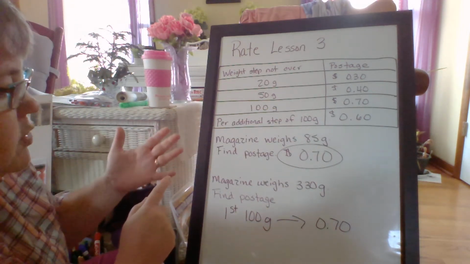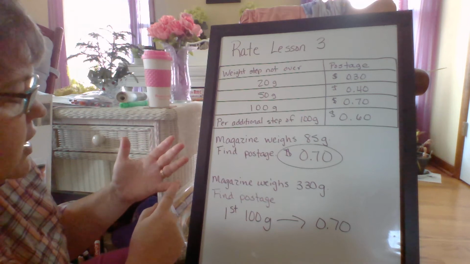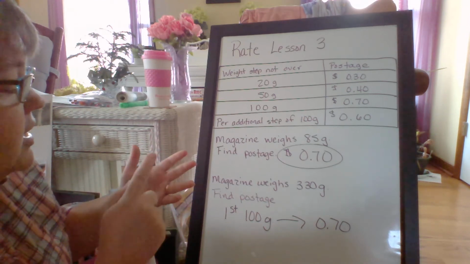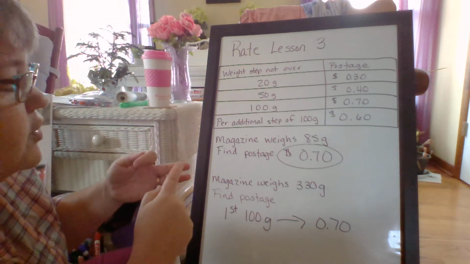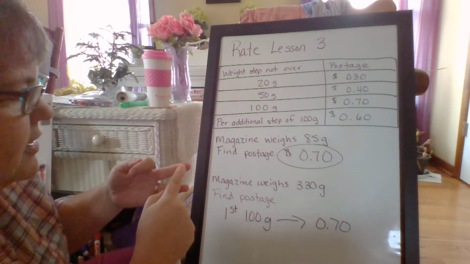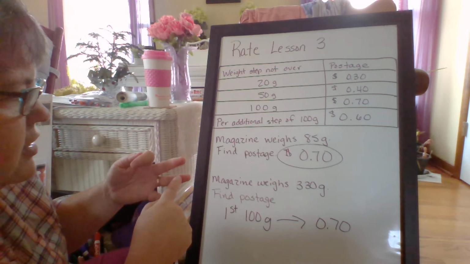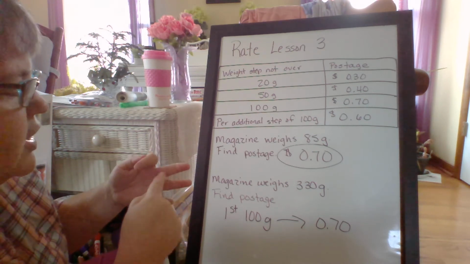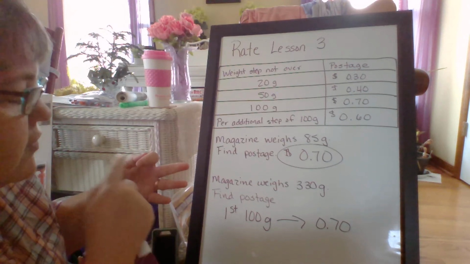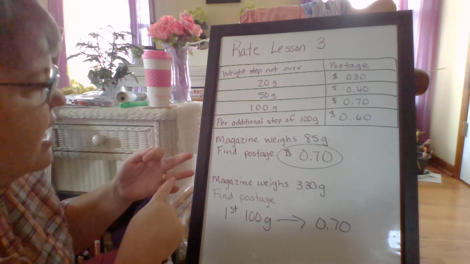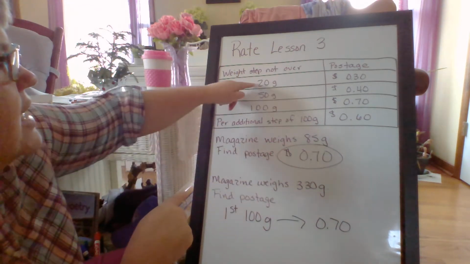So let's see how many times we go over it. 100, 200, 300. Now we're not going to get to 400, but we went over 300. So we're going to have to pay for the partial part of going over. And you're like, that's not fair. Why can't I just pay that?